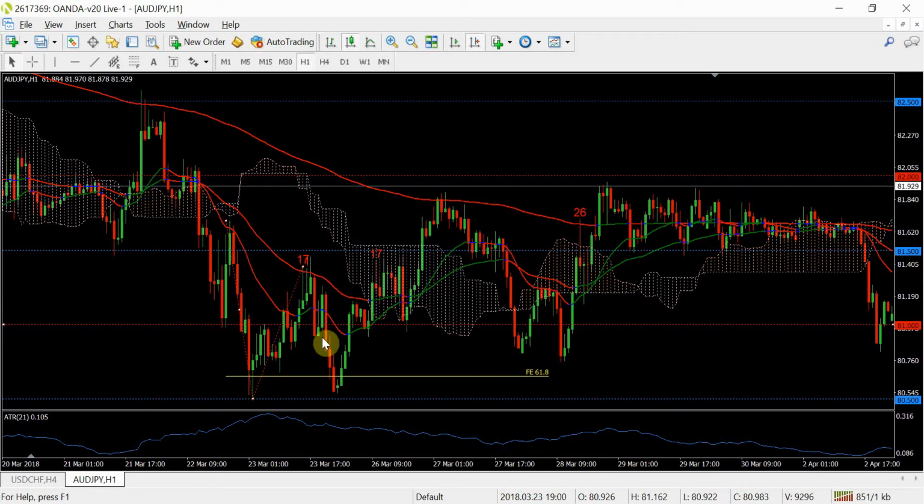There. So there's the 61.8. Now there's two ways you can go about doing this. In this currency pair, you've got the round numbers between, the 81, the 82, and then you also have the 500 marked on this currency pair. So there's two things you can do here.